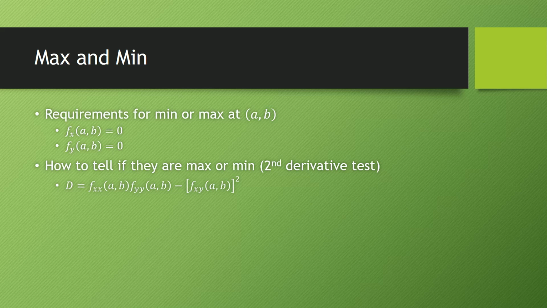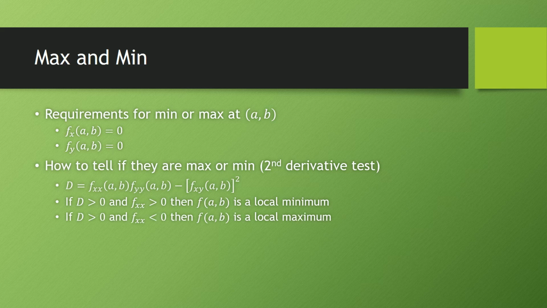Now, what does this tell you? Well, you have 4 possible situations. If the total, so the D, is greater than 0, and fxx is greater than 0, then it's a local minimum. So just like for your second derivative test, if it's greater than 0, that means it opens upwards, which means you have a minimum. If D is greater than 0 and fxx is less than 0, then you have a local maximum. Because again, back in Calc 1, if your second derivative was negative, then you had a maximum.